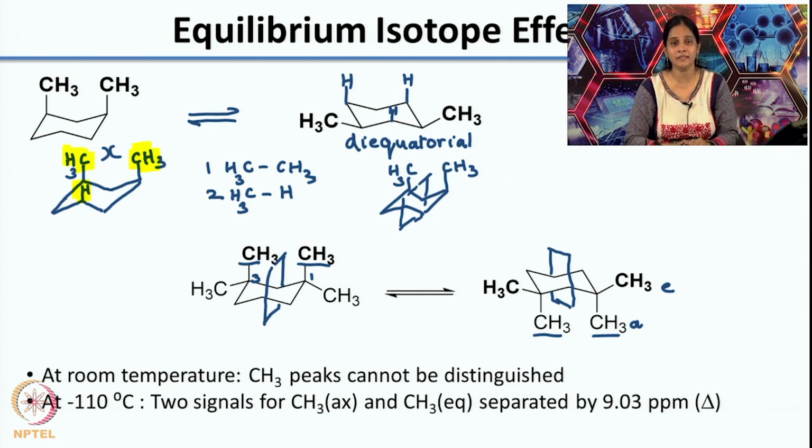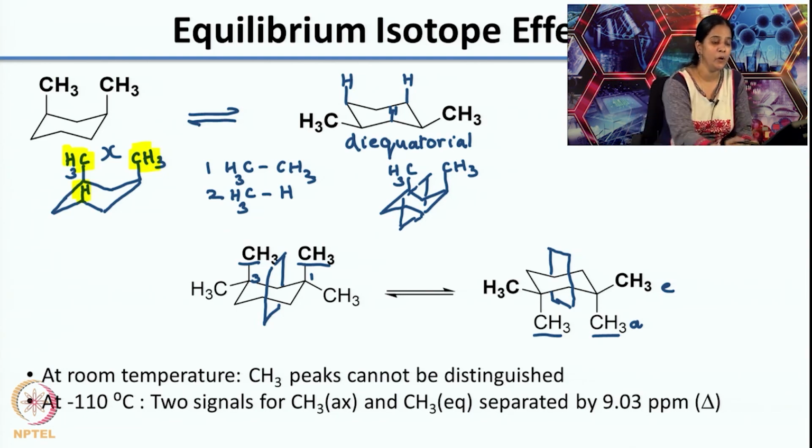But what happens is at minus 110 degrees, so now you are cooling it, when you cool it, you are not giving the molecule enough energy to flip. So, like we were flipping before, now the molecule does not have enough energy to flip. So, now how many signals would you see? You would see 2 signals because you have this mirror plane, one corresponding to the axial and the other corresponding to the equatorial, and the 2 signals for axial and equatorial are separated by 9.03 ppm.